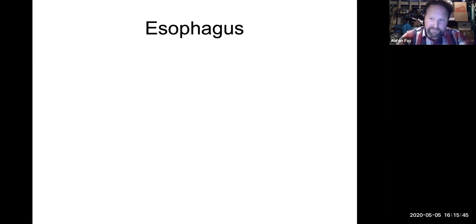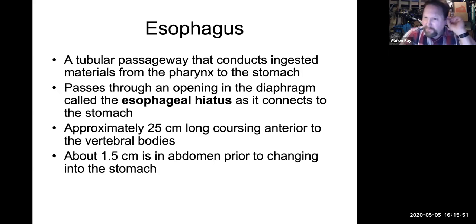So we'll start superiorly at the esophagus. If you remember, your esophagus was your food pipe leading from your larynx down into your stomach. So it is a muscular tube for the movement of food. The esophagus connects to your larynx and to your stomach, which means it must pass through the diaphragm. There is a hole in the diaphragm called the esophageal hiatus through which the esophagus passes. It's about 25 centimeters long, and only about the last 2 centimeters goes inferiorly past the diaphragm before it connects to the stomach.